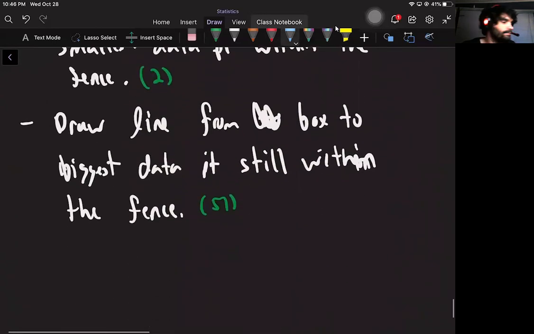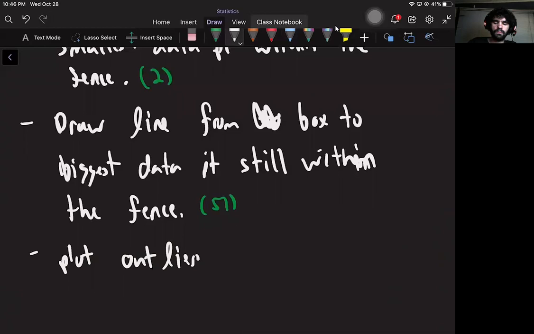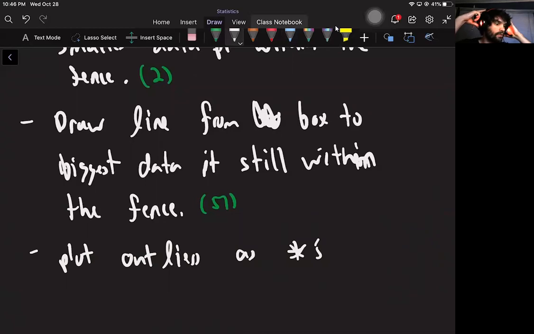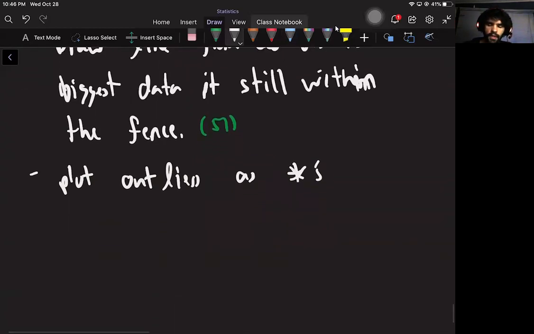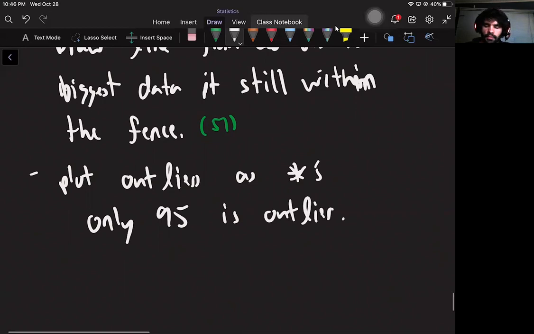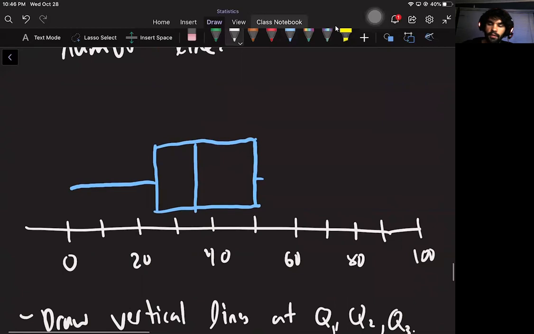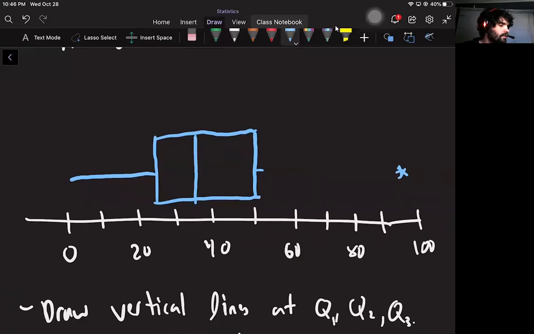And then the last thing is to plot the outliers. So this is where the outliers come in. So as little stars. The way this works is I look and I see what things are beyond the fences in either direction. So only 95 is an outlier because it's the only number above or below the fence. So I go to 95, right around here, and I put a little star there. Happy little star. Okay, and that's it. That's the box plot. Not so bad so far.